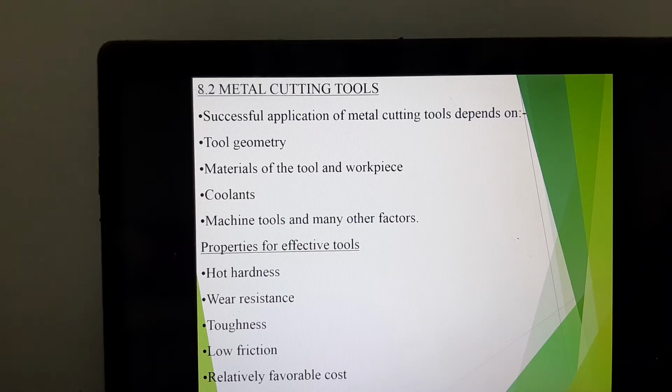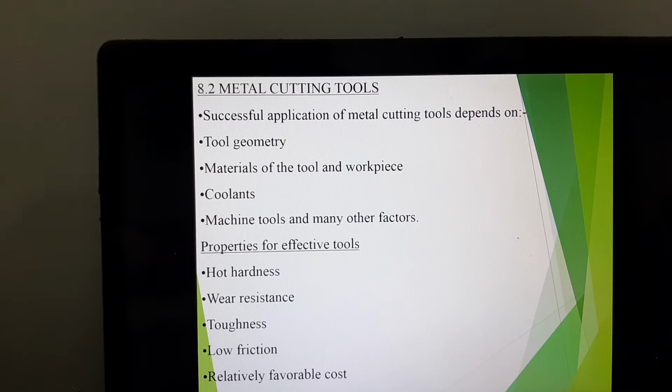You must make sure that your cutting tool has high hardness, it's wear resistant, tidak mudah tumpul, has high toughness, low friction. What happens if your tool has high friction? High friction will generate high heat and therefore it will wear off your tool very quickly. So you must make sure your tool has low friction and a relatively favorable cost. So these 5 factors must be present when you select your cutting tool to make sure that you have an optimized cutting process during your manufacturing process.